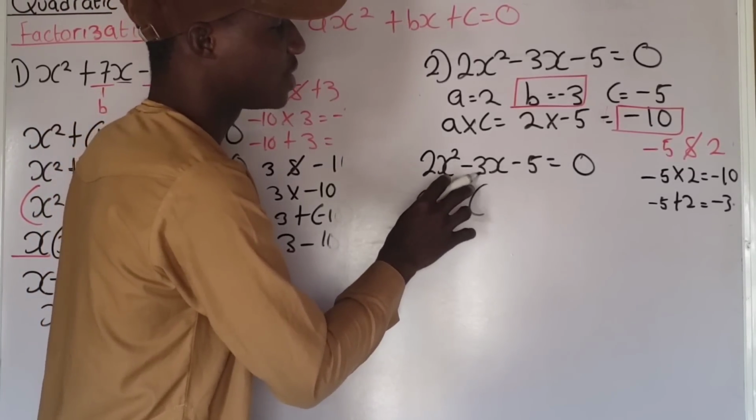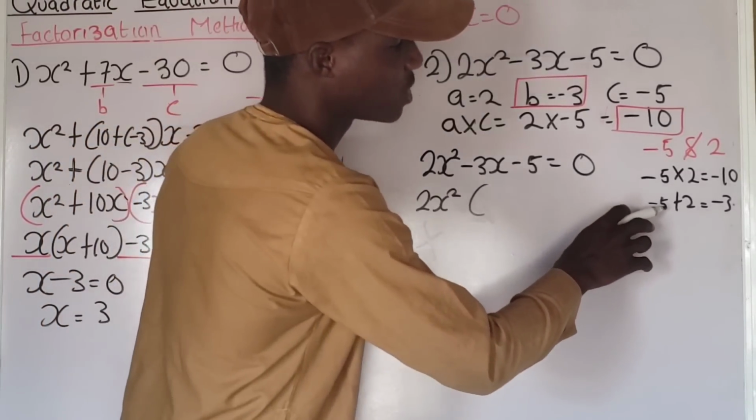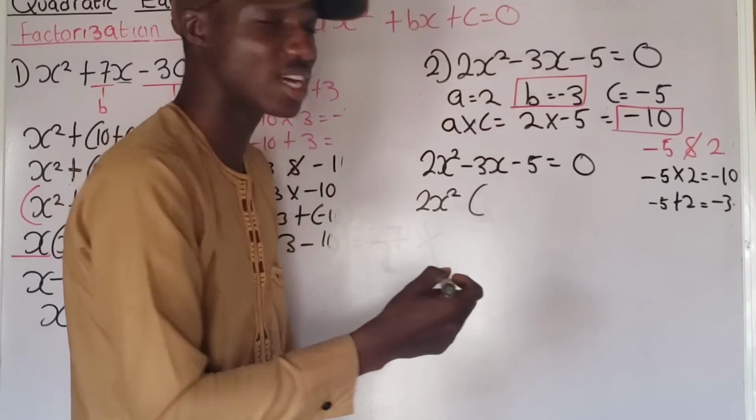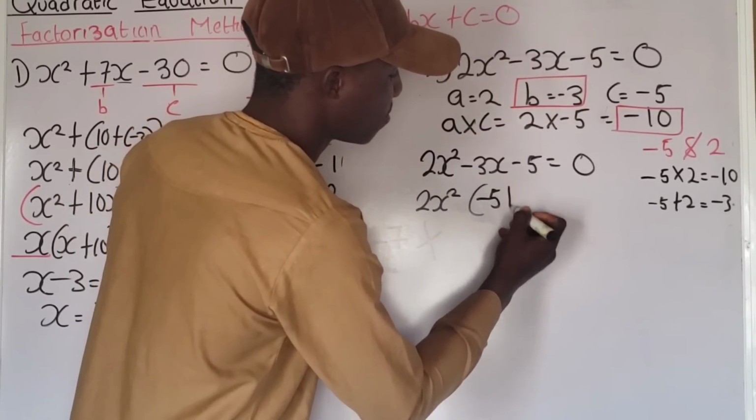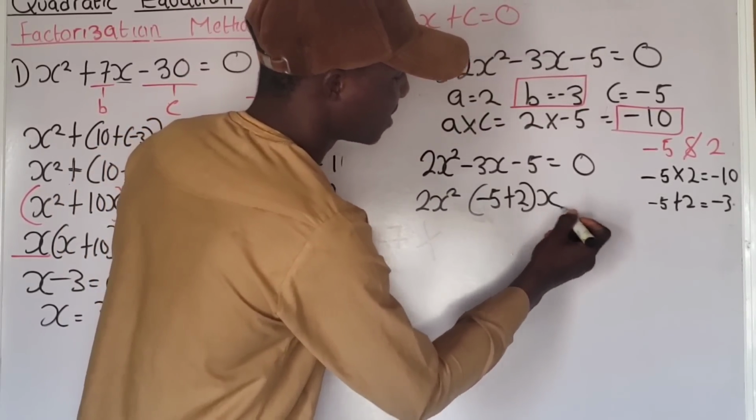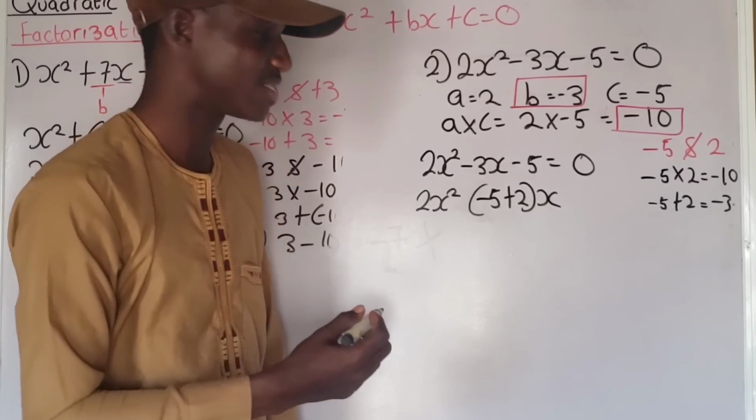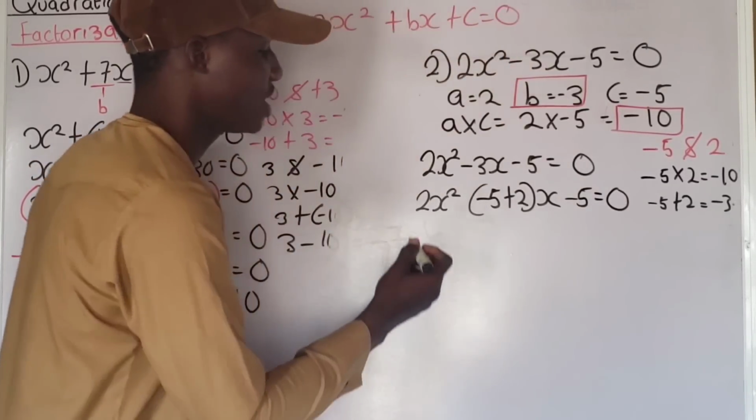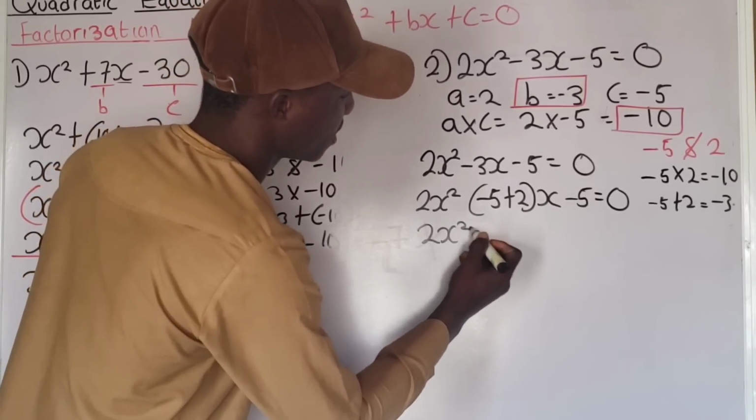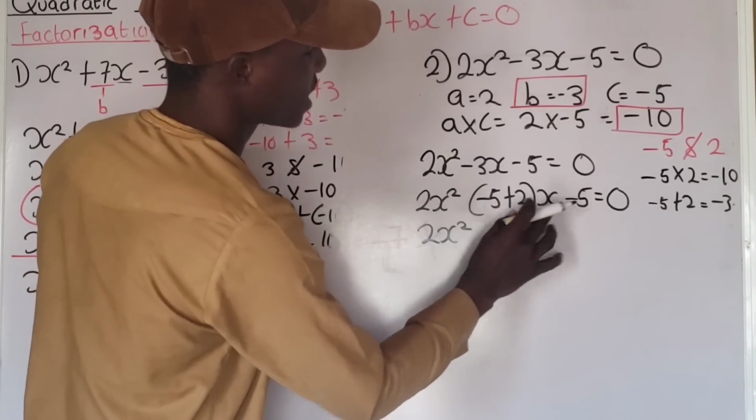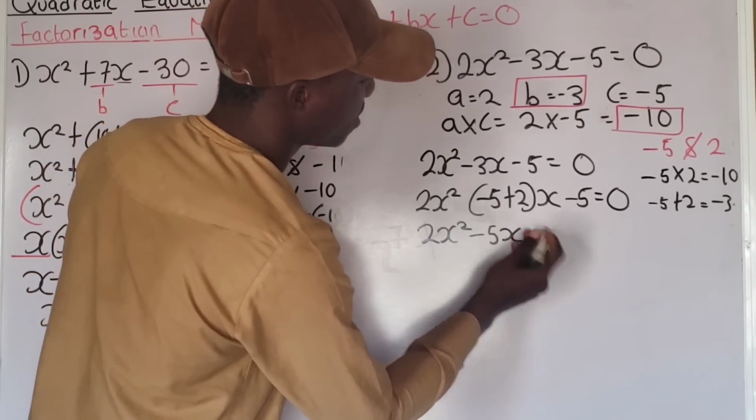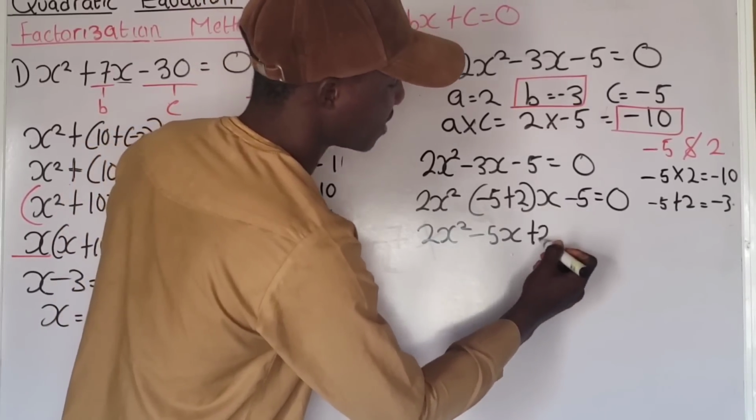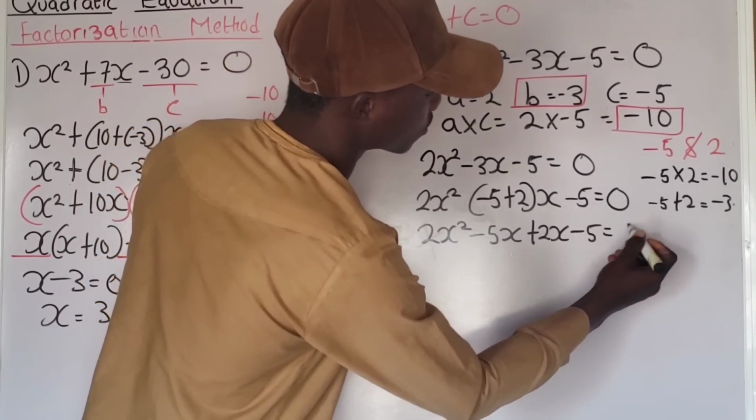Instead of negative 3 now, I'm going to replace negative 3 as what? Negative 5 and plus 2. You understand? So I'm going to have negative 5 plus 2 into bracket x. Do you understand? That's it. Minus 5 equals to 0. So here I'm going to have 2x squared, negative 5 times x, that is negative 5x, plus 2 times x, that is plus 2x, minus 5 equals to 0.